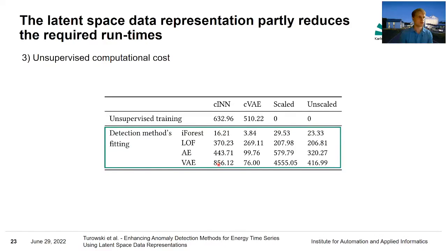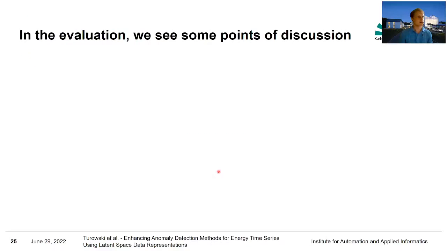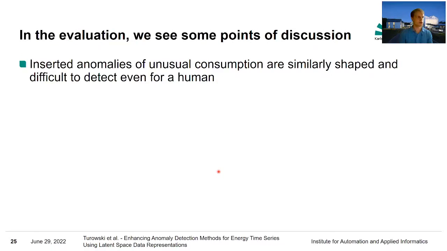And given these insights, we see different points of discussion. So first of all, unusual consumption anomalies are quite hard to detect because they are similarly shaped. So even for a human, it's difficult to see them. This is why we highlighted them beforehand. We also observe, or our impression is that density-based anomaly detection methods could not be really suitable for this approach of using latent space data representations.